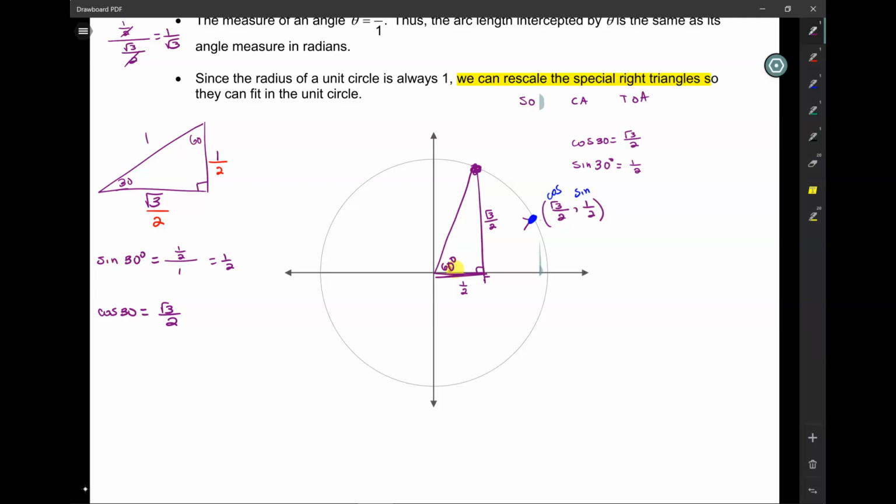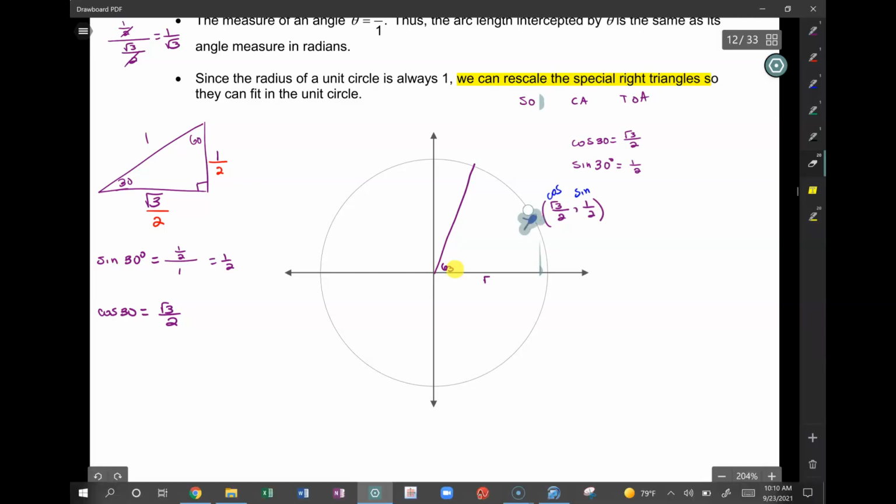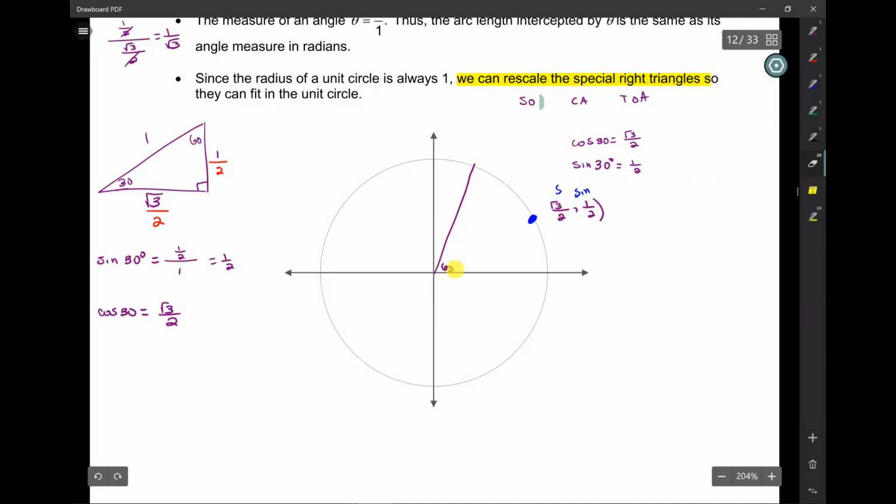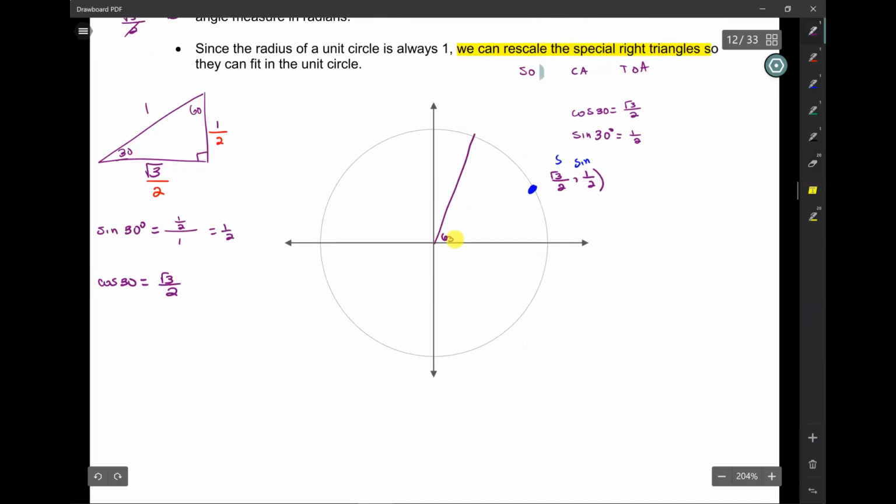Okay? All right. Now, what about the 45, 45, 90? Yep. How come I can't erase anything? Huh? I'll put it all together in a little bit. Okay. What about the 45, 45, 90?